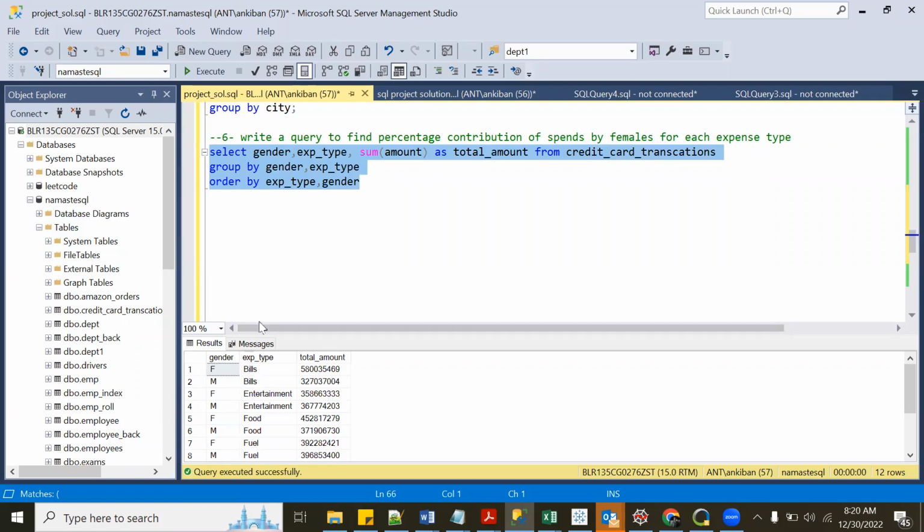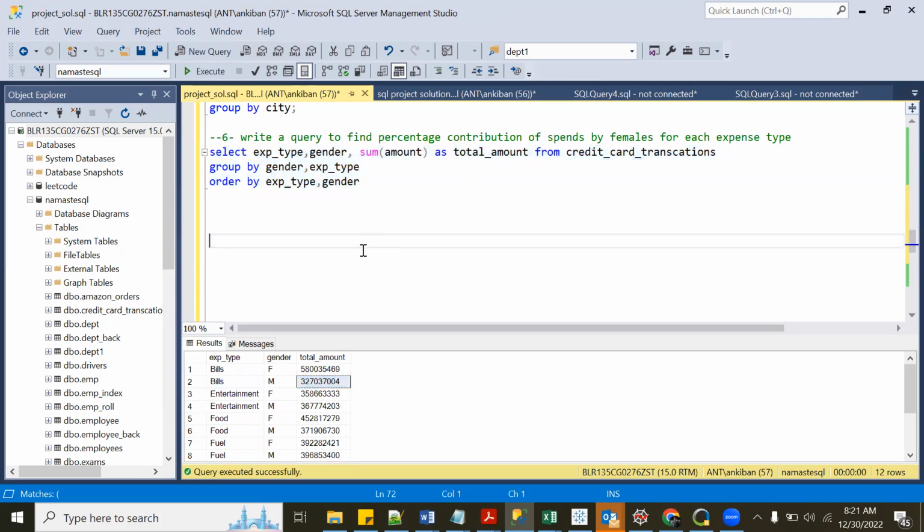So for each expense type, what I need, let me put this first, otherwise it will create confusion. Okay, so for example, in bills, this much spent is done by female and this is by male, right? So I want percentage contribution. So for example, for bills, total percentage by female will be around 58%, whatever number is there, divided by total spent, it will be around 90. So this percentage I want basically, right?